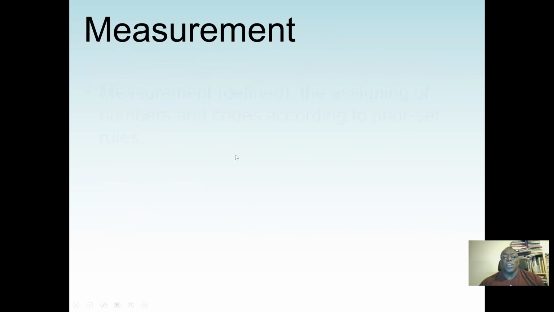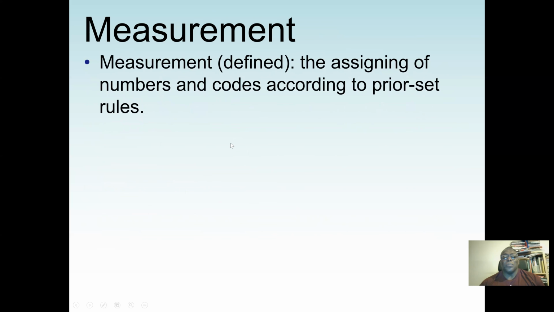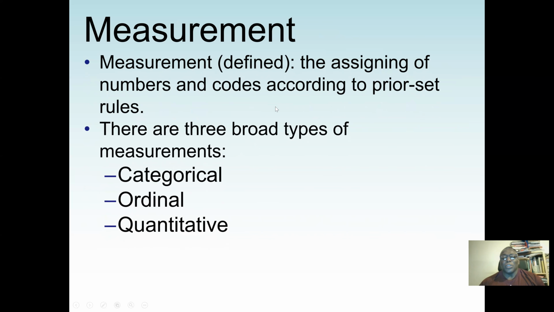So now we get to our first topic in biostat, which is measurement. Here we define a measurement as assigning of numbers and codes according to prior set rules. And we have three broad types of measurement: categorical, ordinal, and quantitative. Now, some textbooks will tell us we have four broad types of measurement, which are categorical or nominal. Here we are using the term categorical. Sometimes some books use the term nominal. Ordinal.